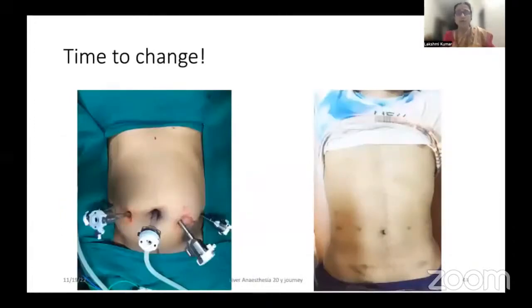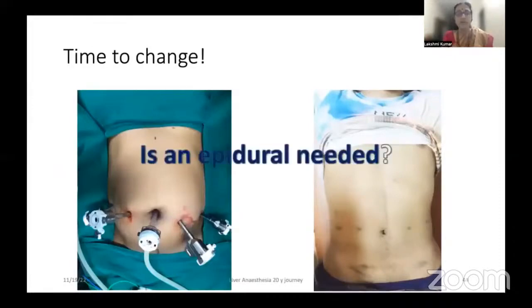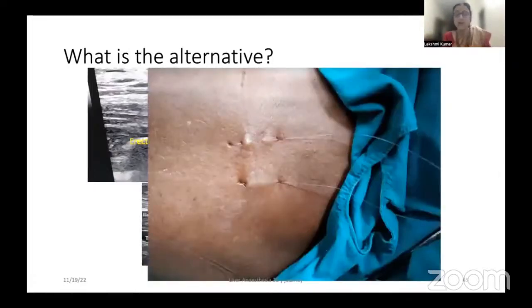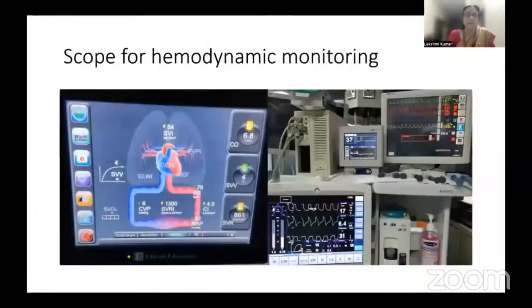Now, as we move on from open to laparoscopic surgery, we come to the question of whether an epidural is actually needed, and then you start looking at alternatives like an erector spinae block. Today, if you have a laparoscopic or a robotic surgery which is major, like a hepatectomy, then we would use a bilateral erector spinae catheter, and it works very well. There is a large Pfannenstiel incision for retrieval of the specimen, and a catheter placed in the mid or lower thoracic region and directed downwards works very well in the post-op period.